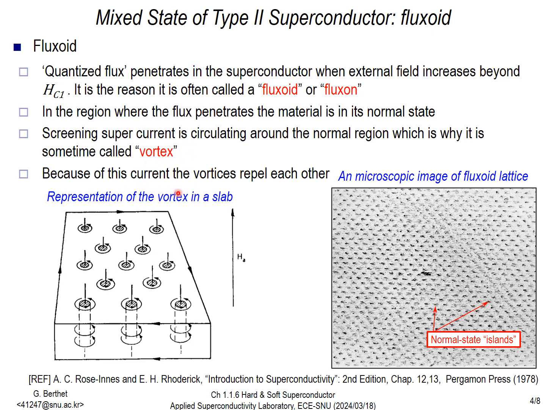Additionally, vortices repel each other by Lorentz force due to the screening current. Keep in mind that the screening current's direction of rotation depends on the applied field. In the representation here, you can see a slab with the vortices placed in the most compact way, which is a hexagonal lattice. On the right side, you can see a microscopic image of the fluxoid lattice.